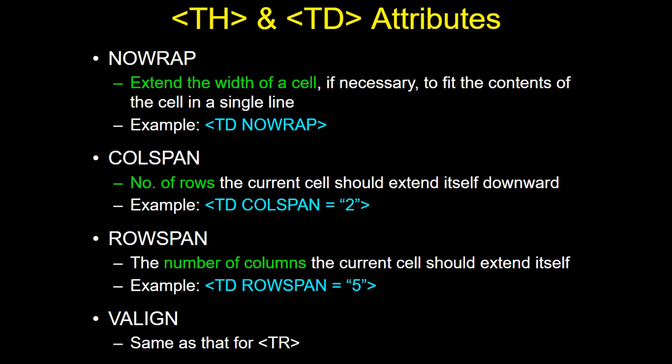Then the next one is valign, the same as with TR. We can vertically align the table heading or table data content with the help of this valign attribute. So with TH and TD, we can use the nowrap, colspan, rowspan, and valign attributes to adjust the contents of the table heading and table data, that is, in a cell.